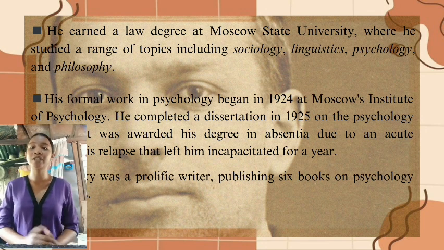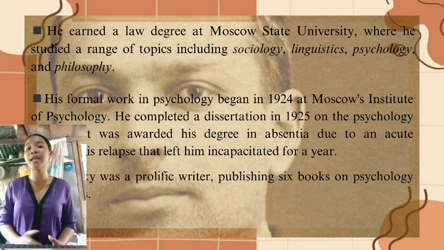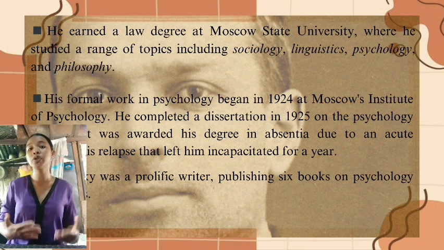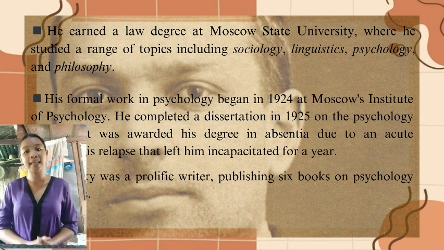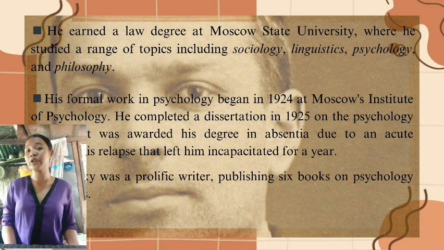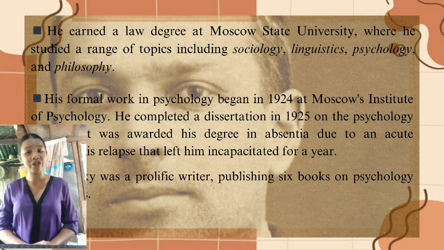He completed his dissertation in 1925 on the psychology of art but was awarded his degree in absentia due to an acute tuberculosis relapse that left him incapacitated for a year. Vygotsky was a prolific writer, publishing 6 books on psychology in 10 years.